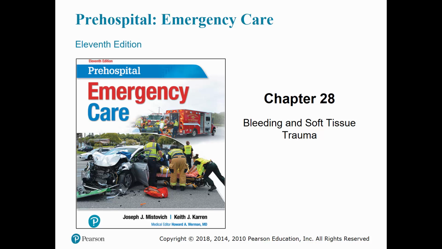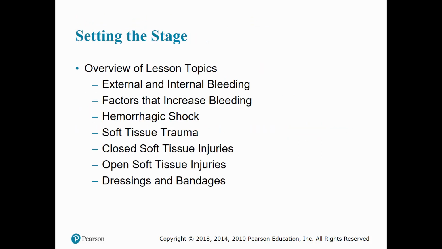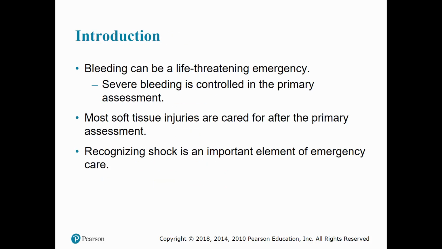Hey guys, today we're going to be covering Chapter 28, Bleeding and Soft Tissue Trauma. In this chapter we'll go over various external and internal bleeding and factors that could potentially increase it. We'll go over hemorrhagic shock, various types of soft tissue trauma, closed and open soft tissue injuries, as well as various types of dressings and bandages.